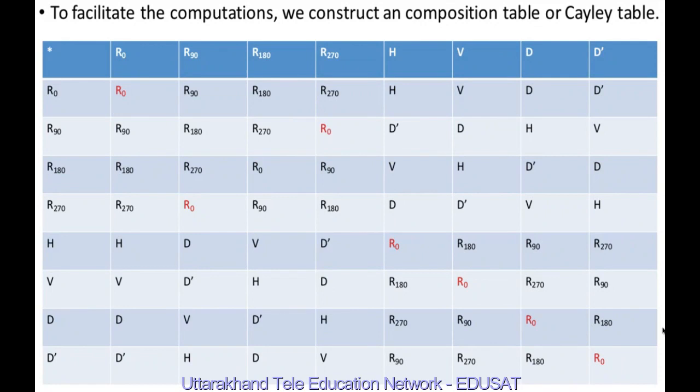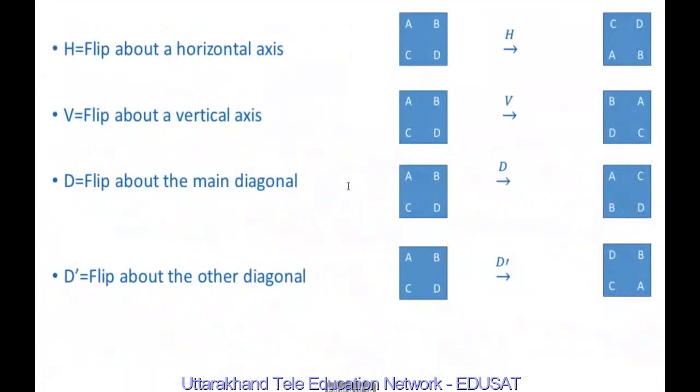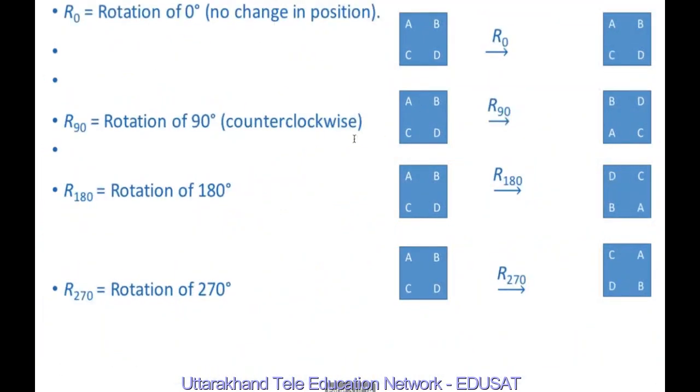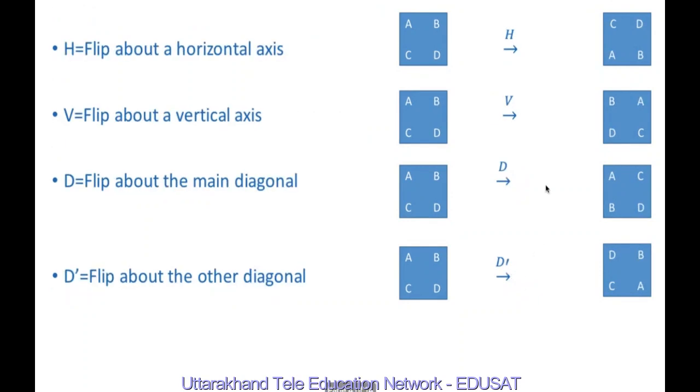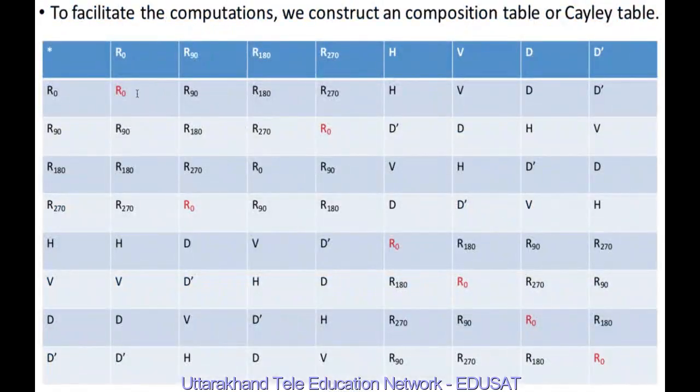You can easily construct a composition table by taking the help of these figures. We have discussed all the rotations around 0 degree, 90 degree, 180 degree, 270 degrees. We have also discussed flips around the horizontal axis, vertical axis, the main diagonal and the other diagonal. So this table can be easily constructed. Here the first row is identical with the top border row. So the element on the extreme left is the identity element of this group, which we have marked by red color.